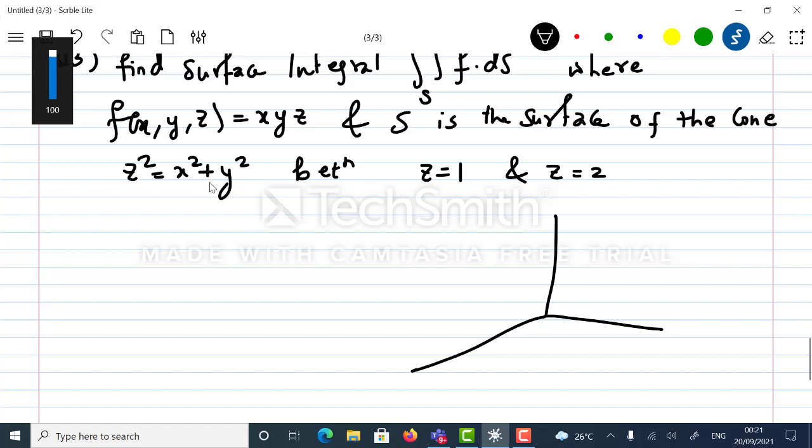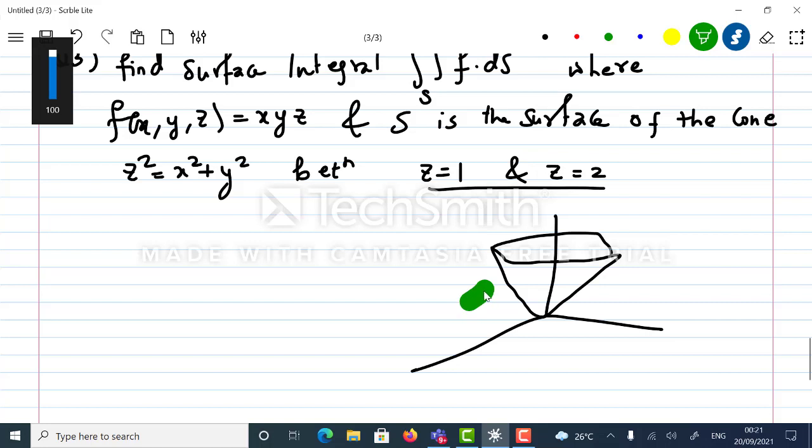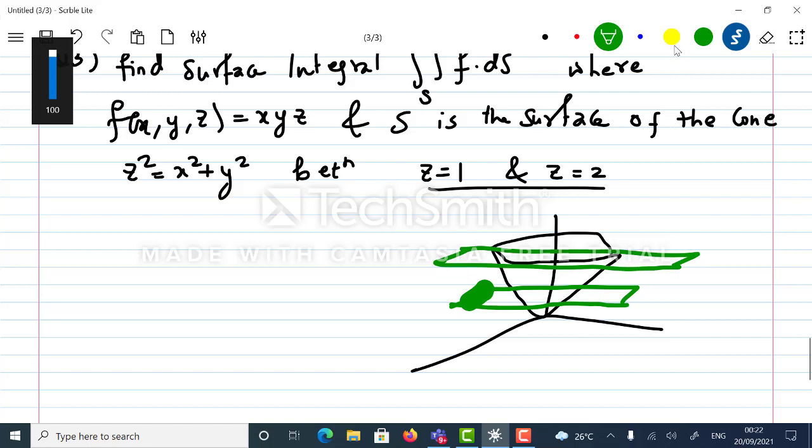Since we are considering the region between z is equal to 1 and 2, we will not have the downward cone, we will only have the upward cone, because I need to have z is equal to 1. This plane is z is equal to 1, and here I have a plane z is equal to 2. So my surface is the part between these planes.